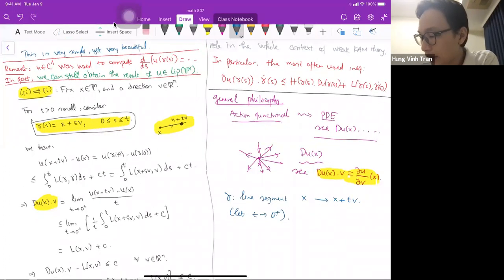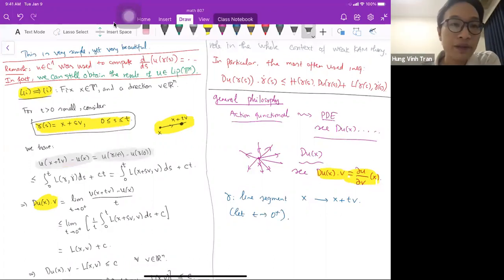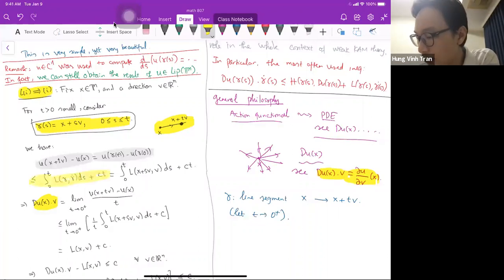Okay, and let's just write it down. So I have gamma(s), and t is just a positive number allowed to go to 0. If you do it that way, then u of x plus tv minus u of x is nothing but the difference of u evaluated at the two endpoints, right? x plus tv and x. And the second property allows you to see that this is less than the action functional plus the normalized constant c times t. And the action functional can be written down explicitly, right?